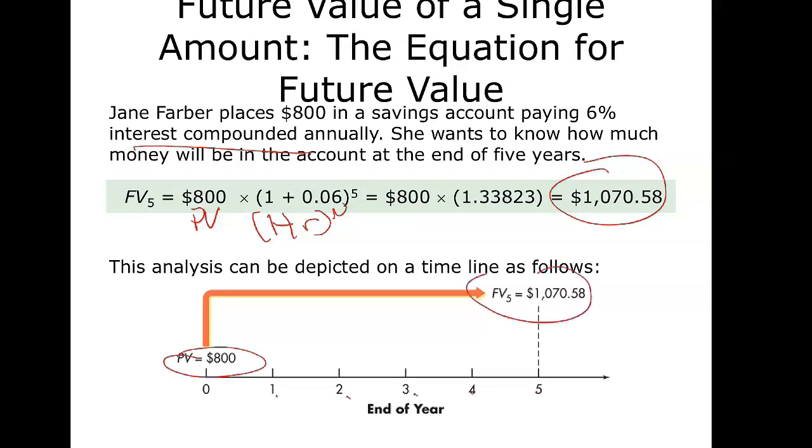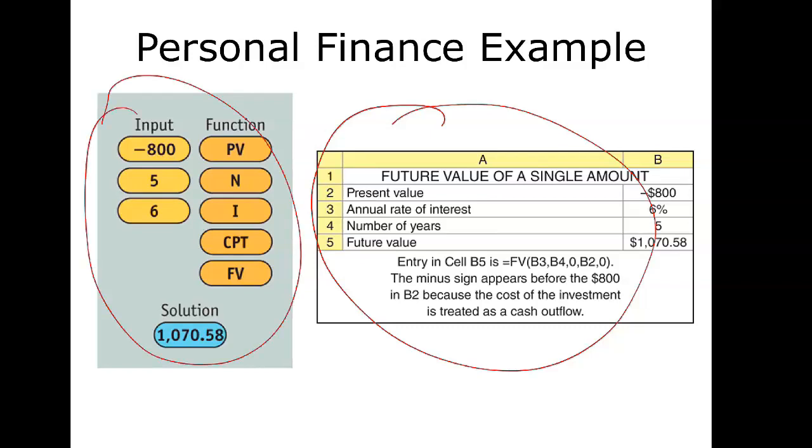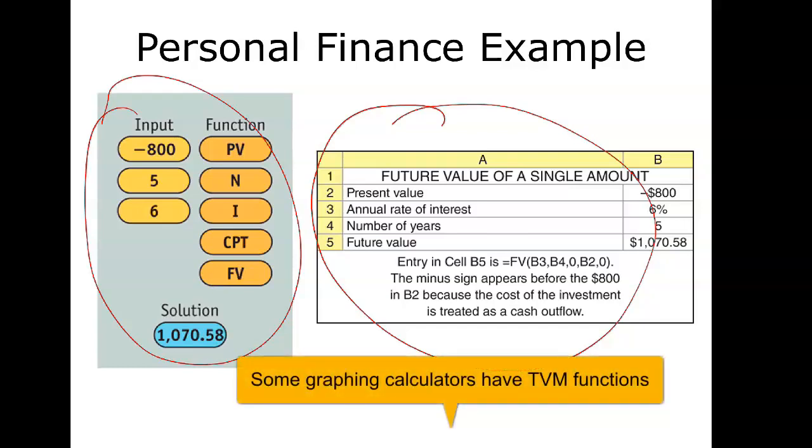And if we look at this on a timeline, we are compounding this $800 1, 2, 3, 4, 5 periods to a value of $1,070.58. We can also use an Excel spreadsheet or a financial calculator. When it comes to financial calculators, you can purchase a standalone calculator. I like to use the Texas Instrument BA2 Plus. Details of that are in the syllabus. Or you can purchase an app for your phone or tablet that has a time value of money function on it as well.